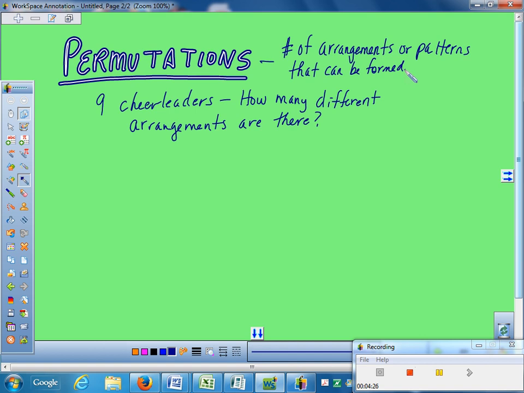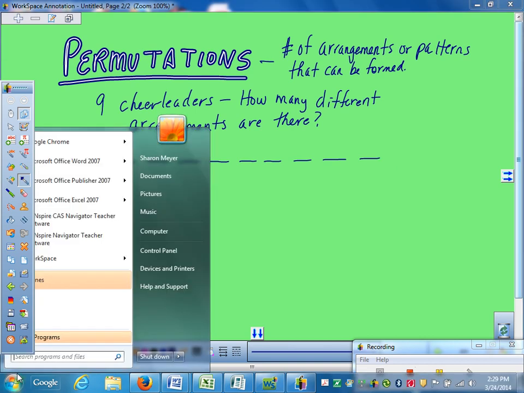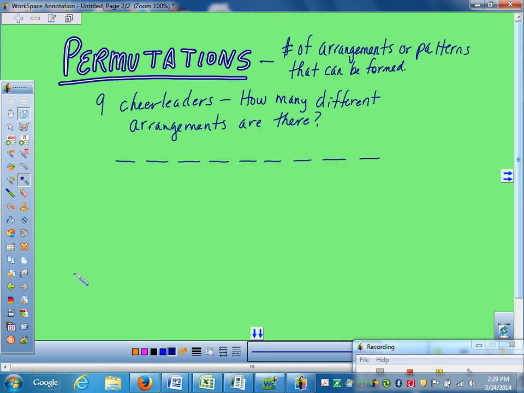So, some of you have done this, some of you hadn't, and I want to prove to you why this works. Okay, I've drawn 9 blanks. Why did I draw 9 blanks? There are 9 cheerleaders. So when you go to pick the first cheerleader to stand in the first spot, how many choices do you have? 9. One of them stays there. How many choices are there for the second spot? 8. Then there's 7, 6.